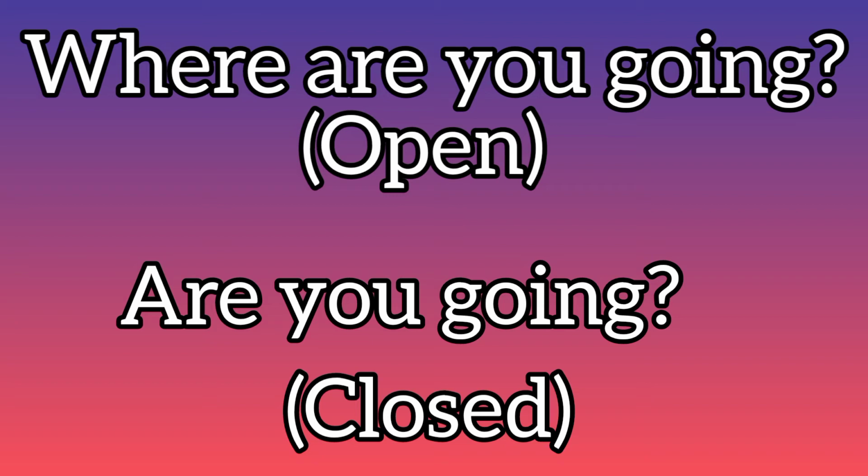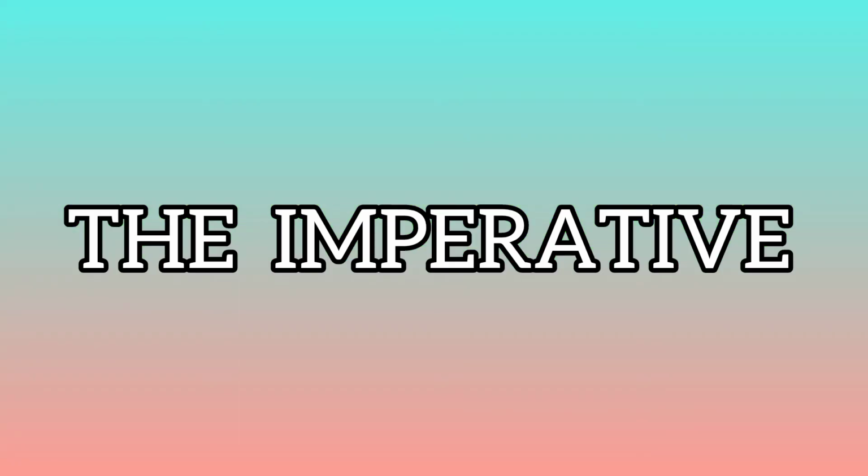So if a question is answerable in yes or no, it is called a closed interrogative sentence, and it has the structure of auxiliary verb plus subject plus principal verb plus other words. And this closed interrogative sentence is also ended with a question mark.